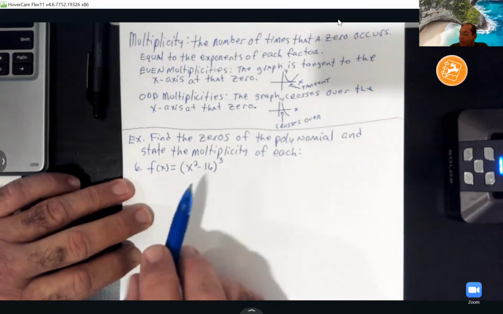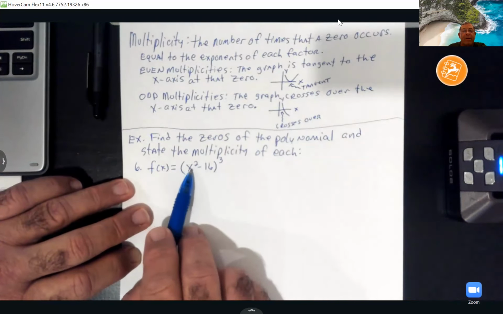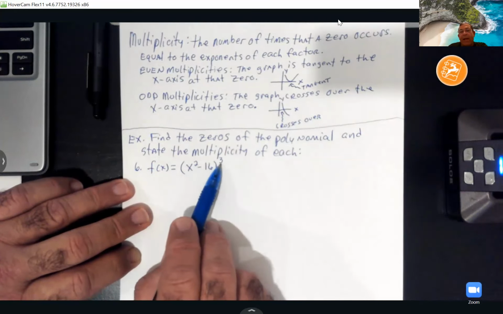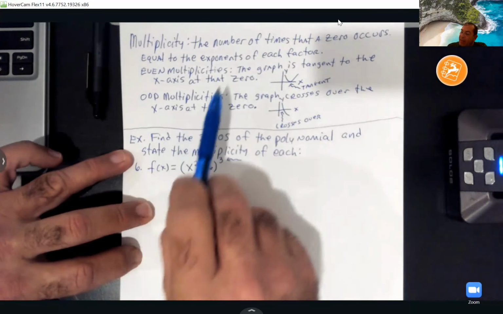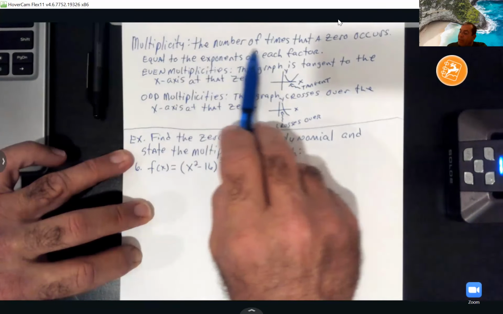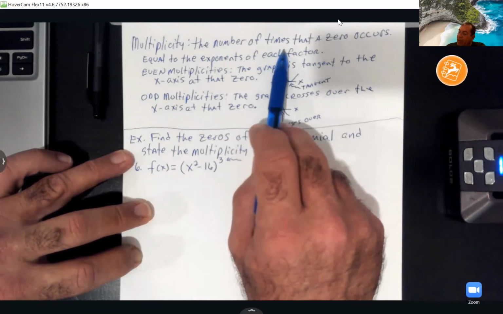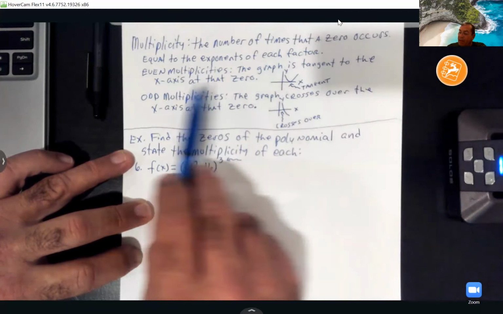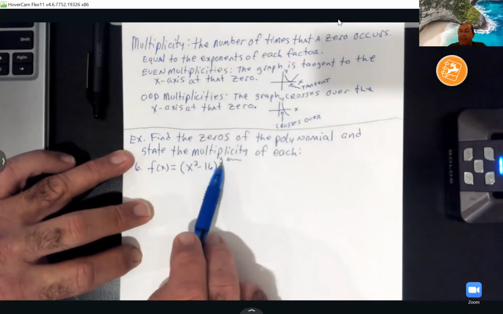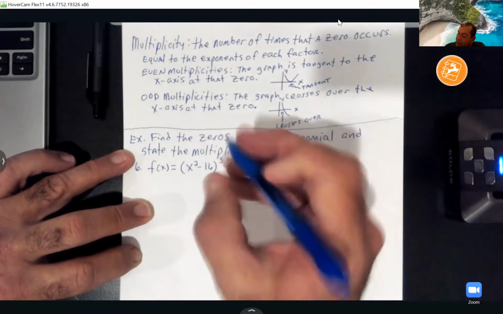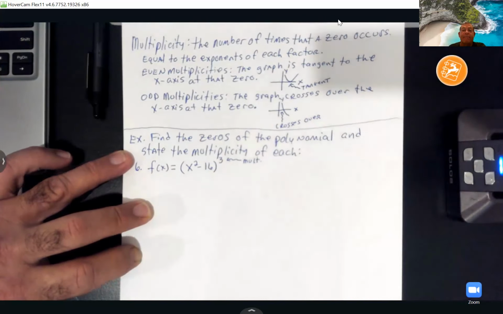So here's what's happening. The x squared minus 16 is my factor. The 3 out here, remember we said the multiplicity was equal to the number of times that a 0 occurs. And we said it's equal to the exponent of the factor. Well, there's the exponent of this factor. So this 3 is going to be my multiplicity.